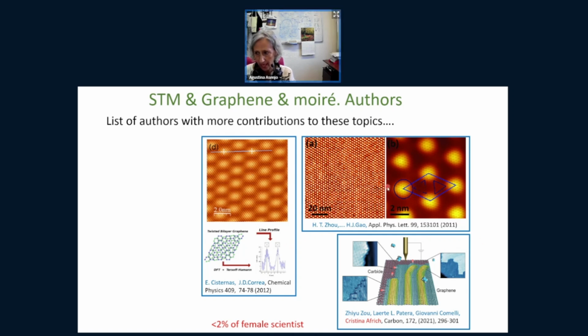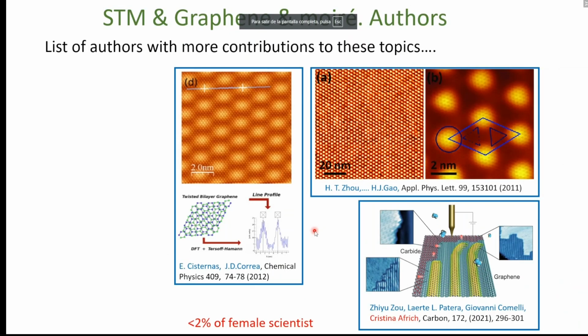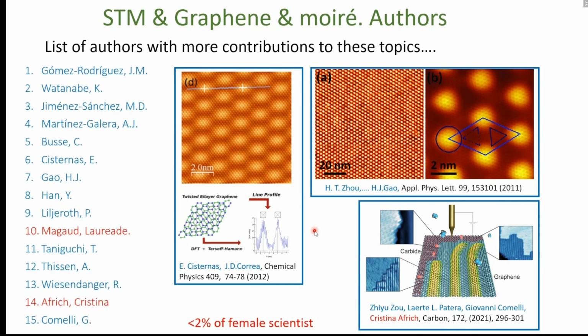Well, in the slides you will see that some names appear in blue and some of them in red. This is just to remark the participation of men or women in this study. Well, I looked for the authors that have published on this topic, just searching for STM, graphene, and moiré, and this is the list of the 15 authors with the most contributions to this topic. And well, as you can see here, we can find only a small percentage of female researchers.